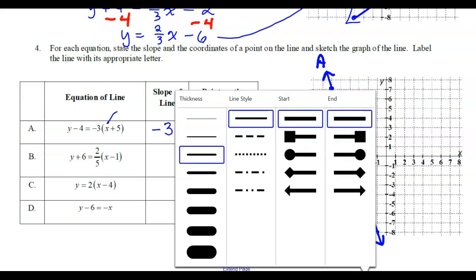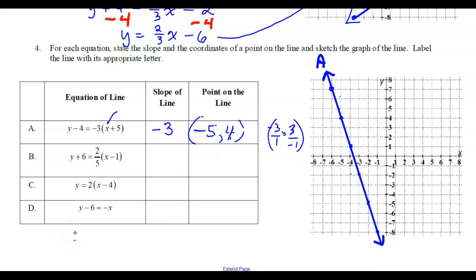Let's do red for the next one. Okay, again, point slope form. So the slope is 2/5. And the point: you look at the x value that makes that 0, that's +1. The y value that makes this 0 is -6. So 1, -6. Your slope is positive, so it's going up and to the right. So up to the right 5. Or I've run out of space, so I could go down to the left 5, a negative over a negative.